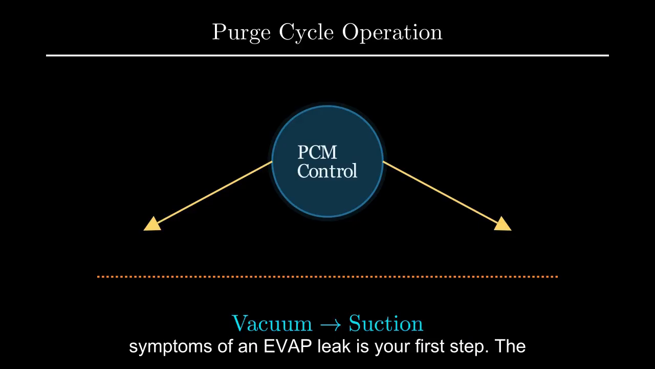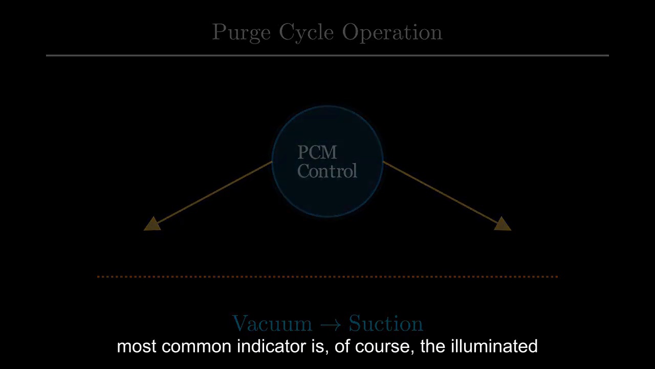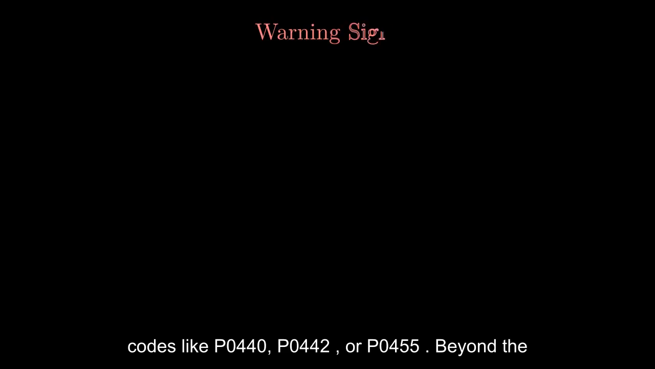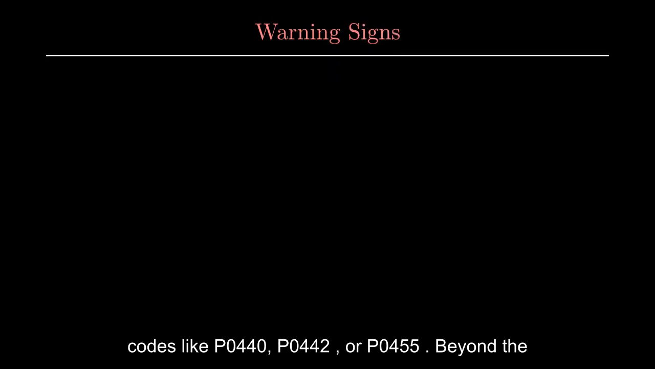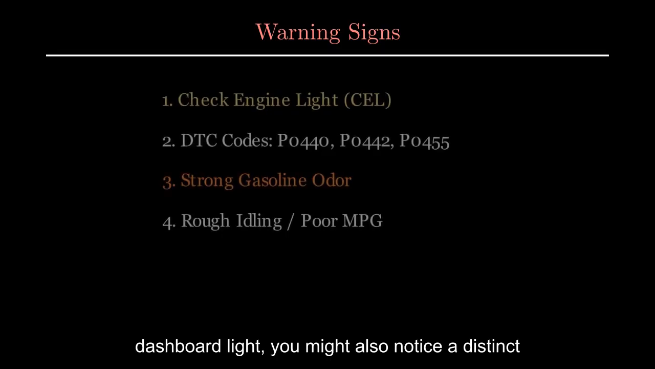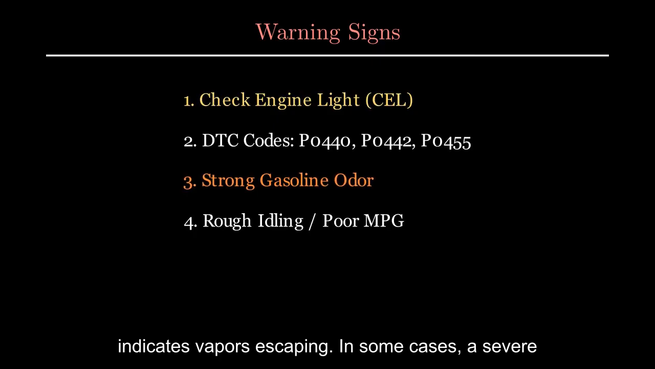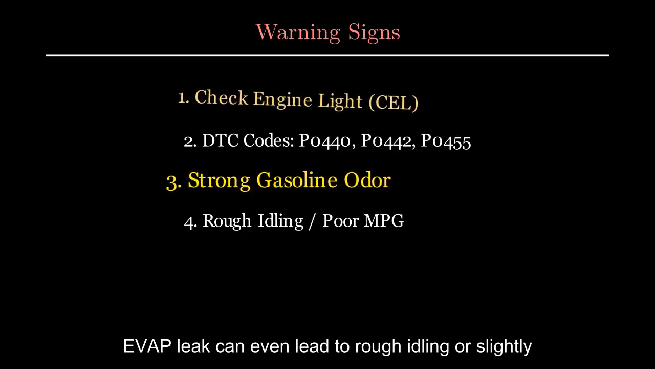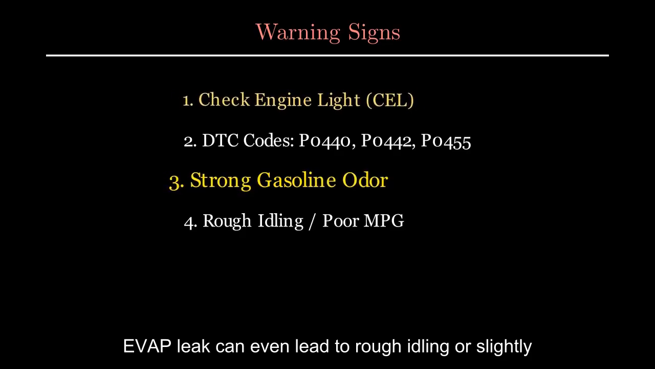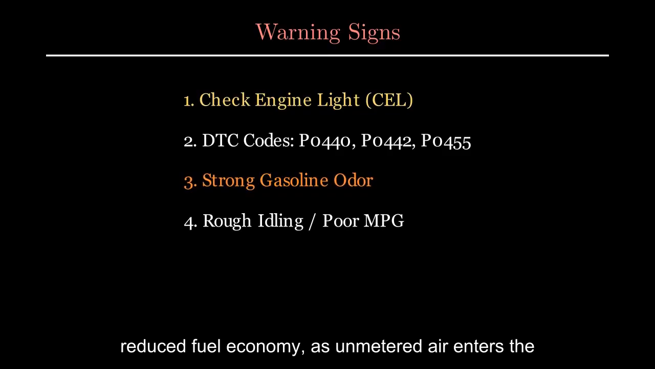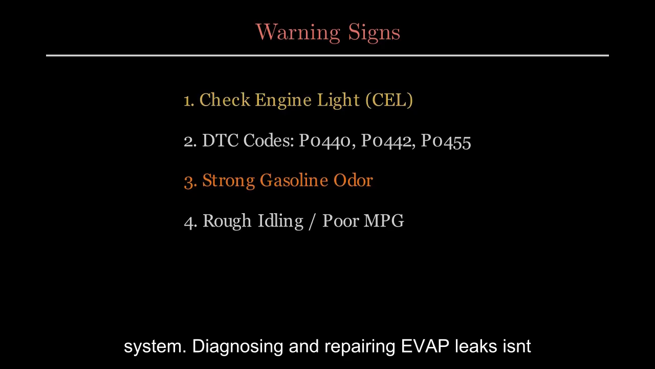Recognizing the symptoms of an EVAP leak is your first step. The most common indicator is, of course, the illuminated check engine light. You might see diagnostic trouble codes like P0440, P0442, or P0455. Beyond the dashboard light, you might also notice a distinct smell of gasoline, especially after refueling, which indicates vapors escaping. In some cases, a severe EVAP leak can even lead to rough idling or slightly reduced fuel economy, as unmetered air enters the system.